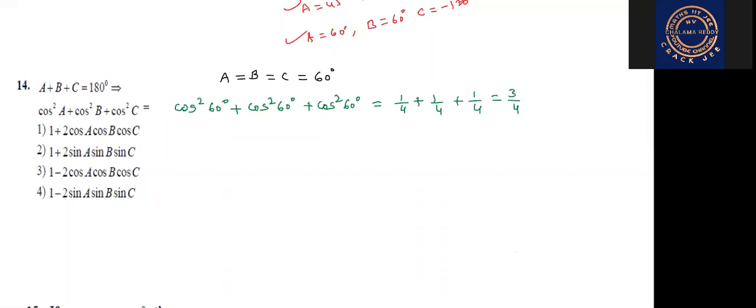Now verify the options. Which option is getting 3 by 4? That is the correct answer. But verify all 4 options. If you got 3 by 4 in the first option, don't mark that.